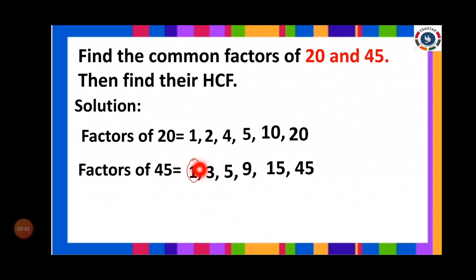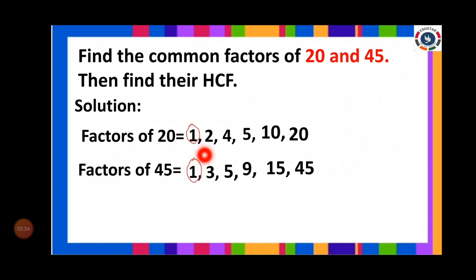So you can check once again. 1 forty-fives is 45, 3 fifteens are 45 and 5 nines are 45. We are having 6 factors for 20 and 6 factors for 45. So among that, which are the common factors here? The same number: in the factors of 20, 1 is there, and in the factors of 45, 1 is there. So 1 is a common factor. I have circled that number alone.